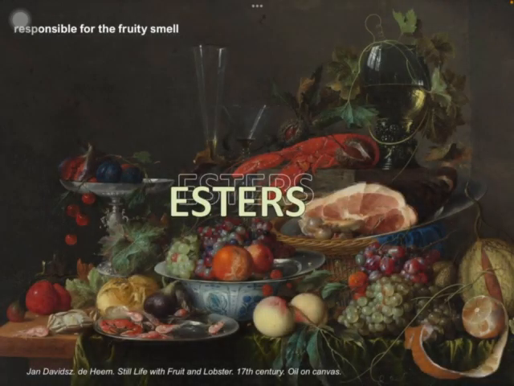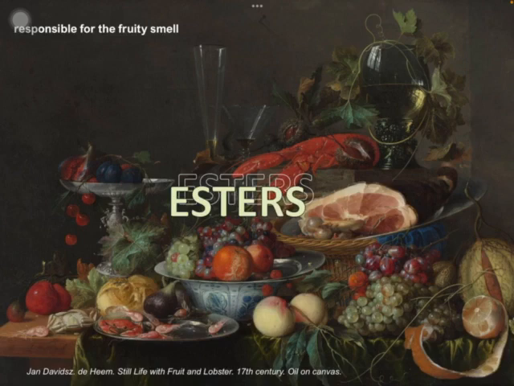I think we're down to the second to the last functional group. So this one is your esters. I'm showing here a still painting: Still Life with Fruit and Lobster by Jan Davidsz de Heem, painted around the 17th century, oil on canvas. And why am I showing this? Because esters are the ones responsible for the fruity smell. So yung bango ng mga prutas, ang responsible doon na organic compounds ay yung inyong mga esters.